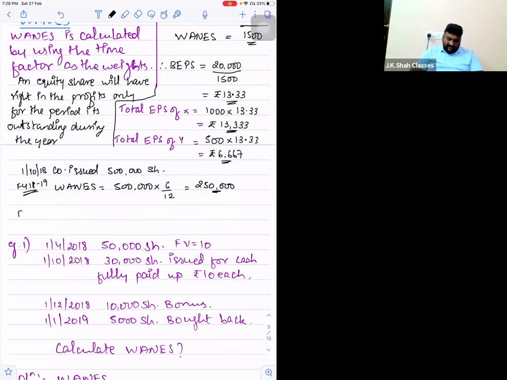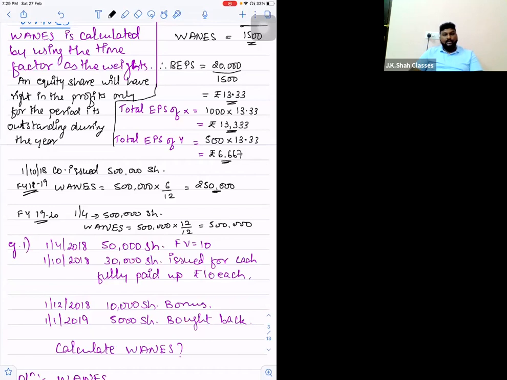But now when I come to financial year 19-20, can I say these same shares will be outstanding from 1st April? So from 1st April, I have 5 lakh shares. What will be my Vains? Sir, my Vains will be 5 lakh only, that is 5 lakh multiplied by 12 upon 12.